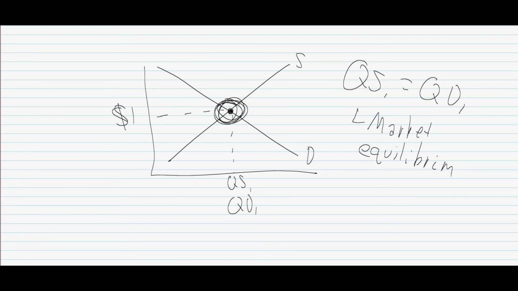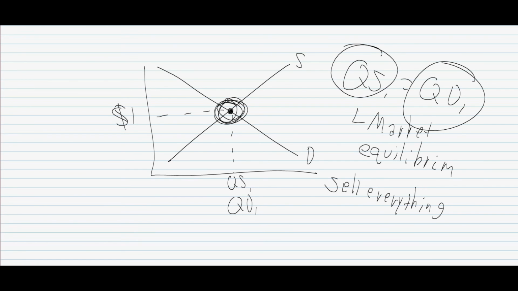And that's where they sell everything they make, because how much they make is exactly how much we want. So that's how that's going to work out, since QS minus QD is going to equal 0. Because there's nothing that we want that they're not supplying, and there's nothing that they're supplying that we don't want. So it's not a surplus, it's not a shortage, it's equilibrium. That's what we always want to get to.